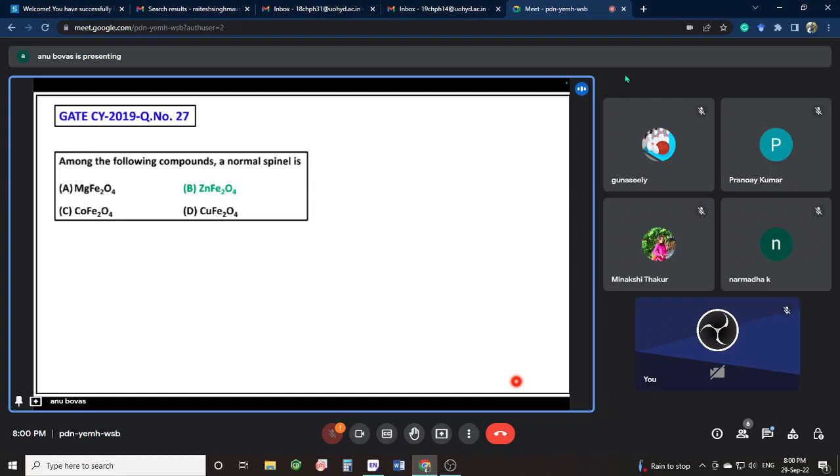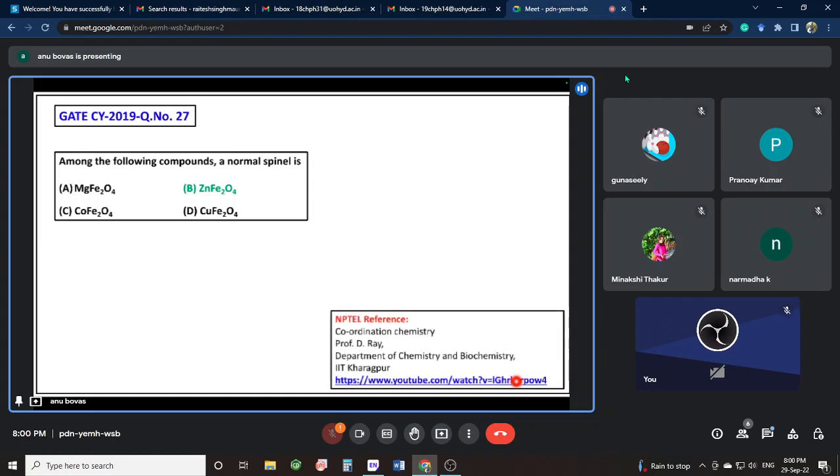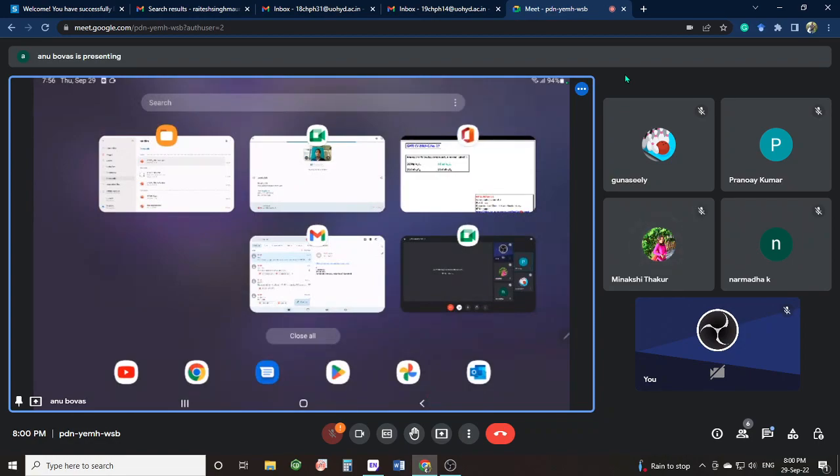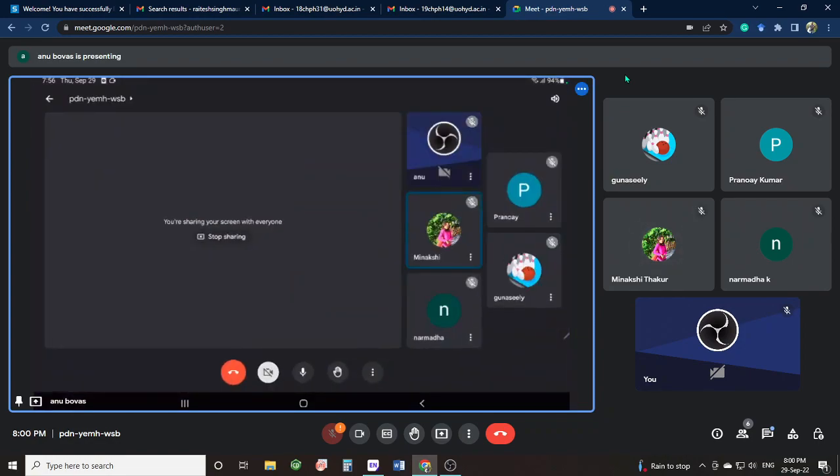Just by looking at the options only, you should be able to identify that, oh, this one is 0 and this one has certain CFSE, so it will be inverse spinel, like that. This question is clear? Yes, ma'am. Okay, fine.